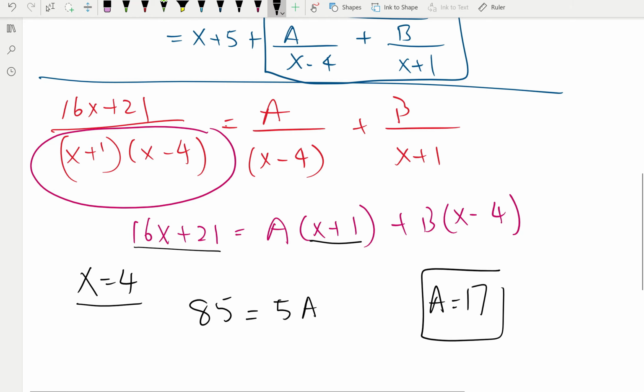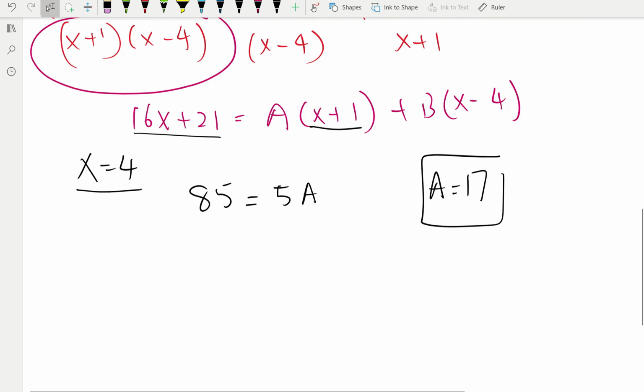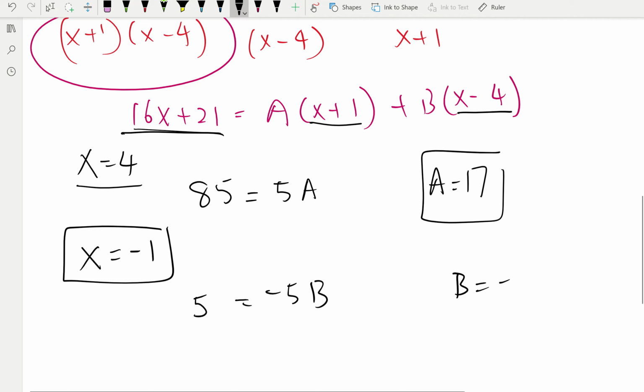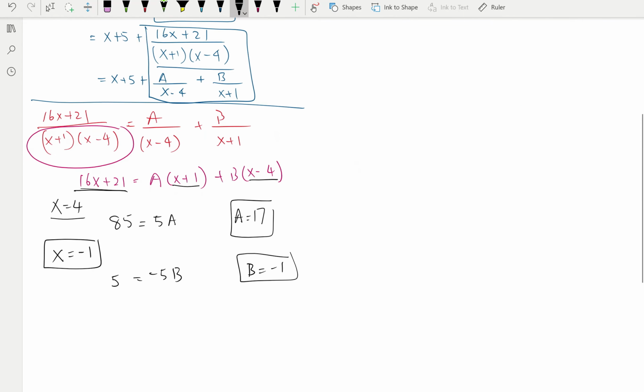Okay, good. Now to find b, we can use the magic number x equals negative 1. If x equals negative 1, the left-hand side will be what? 16 times negative 1 is negative 16. Negative 16 plus 21 is 5. So negative 1 minus 4 is negative 5. So negative 5b equals 5. Nice. b is negative 1. Perfect.